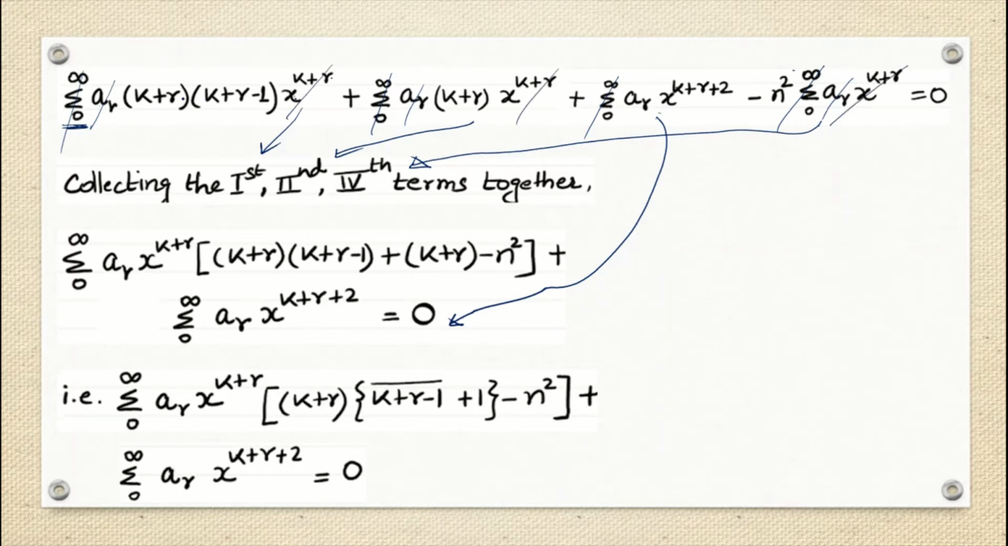Now I'm just writing down whatever is remaining. From the first term, I'm just copying k plus r minus 1. This is done. For my second term, I'm just copying k plus r. This is also done. The fourth term, minus n square, everything else is already copied. Since the power of x was different, I have not made it here also. So I'm just writing down separately, copying the third term as it is, and then the right hand side is 0. Now I'm going to simplify it.